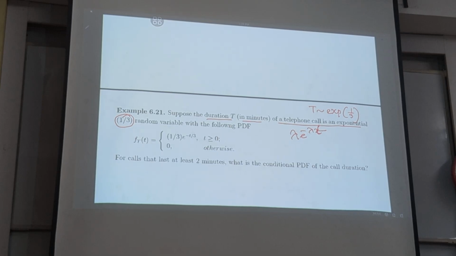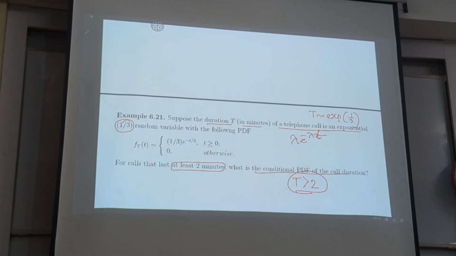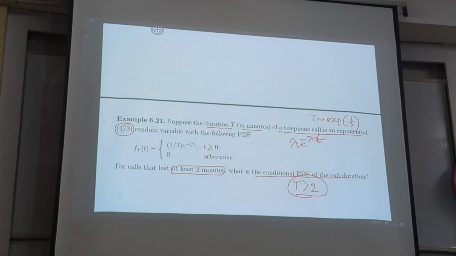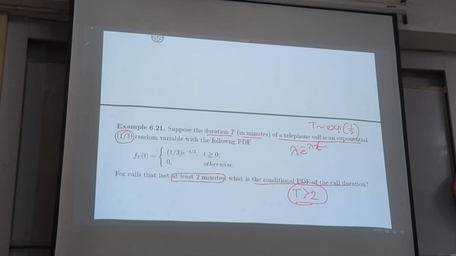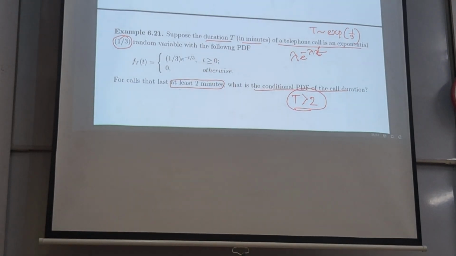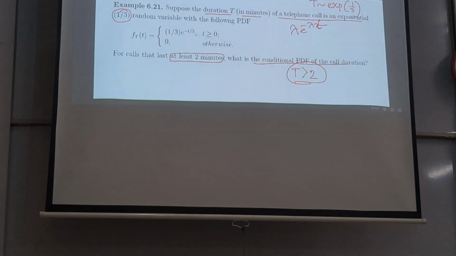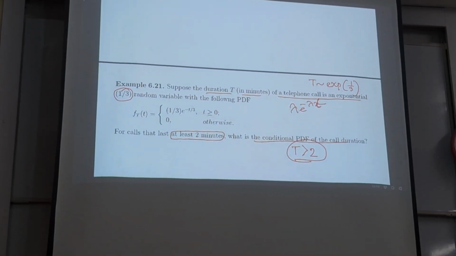For all calls that last at least 2 minutes, that is, T is greater than 2, what is the conditional PDF of the duration? The PDF of the duration is exponential with this distribution. Now we are considering some calls that are at least 2 minutes, so you need to find the PDF of the call given that T is greater than 2.